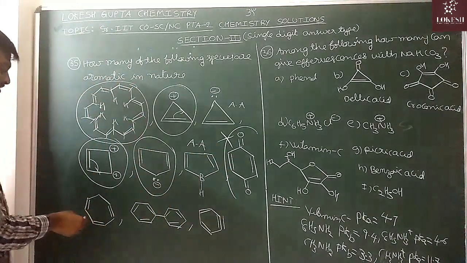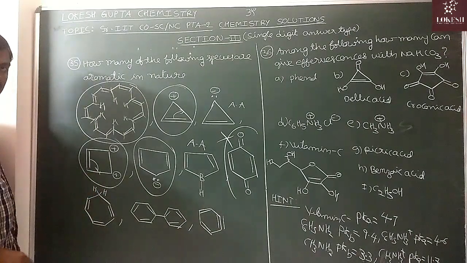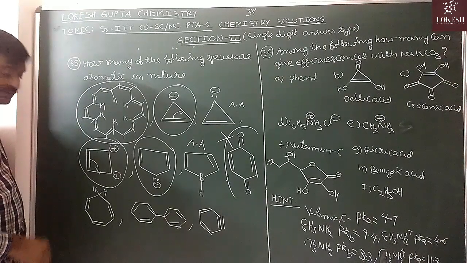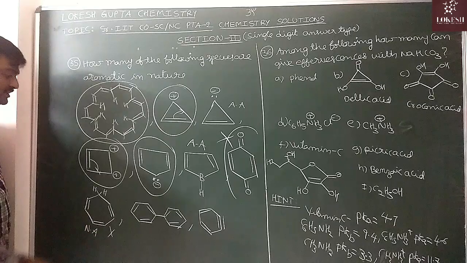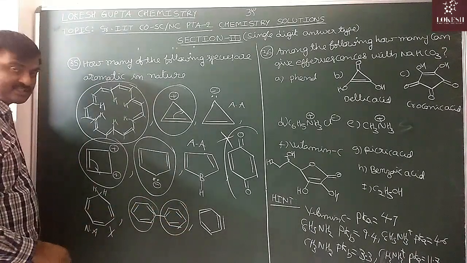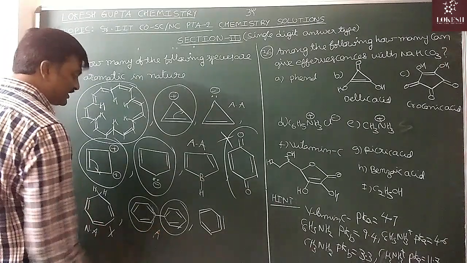Next, this one, it is an sp3 carbon. So here conjugation continuity is broken and it is non-planar. So that's why it is not aromatic. It is non-aromatic. Now these two rings individually have 6 pi electron delocalization. So that's why this one is aromatic.